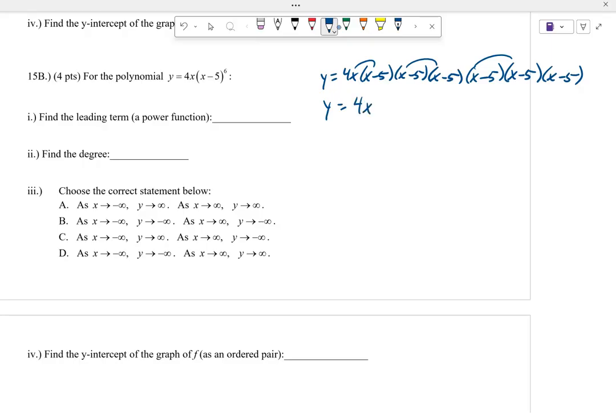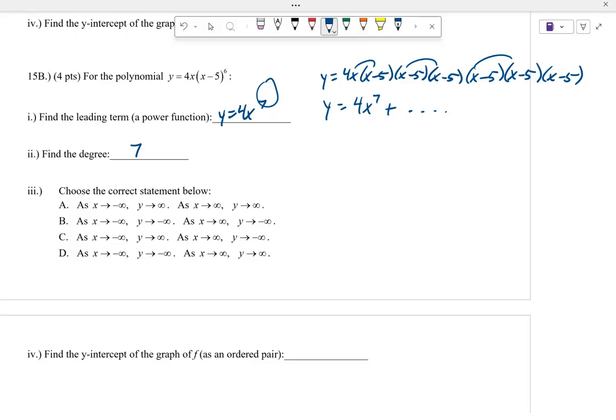Well, it'll be 4x, and then there's x minus 5 to the 6. So that one would be x to the 6 times that 4x in front. So 4x to the 7th. Plus blah, blah, blah, if we were to expand that. So what's our leading term? y equals 4x to the 7th. What is that degree? Well, the degree, of course, is 7.